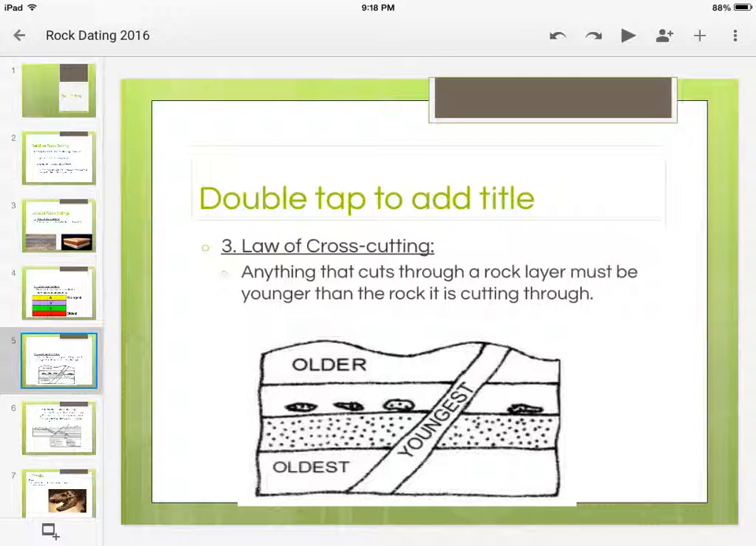The third law is the law of cross-cutting, and this says that anything that cuts through a layer of rock has to be younger than the rock around it. And the example that we've used is like a sandwich, and this picture actually kind of looks like a sandwich. If you picture this is the bread, and this is the ingredients, and you've got another piece of bread there. You make the sandwich first, and then if this is a knife cutting through, the sandwich had to be there first. So the rocks are always older than the thing that cuts through it. And then again, with superposition, this is older than the cross-cutting, but the oldest is always on the bottom.